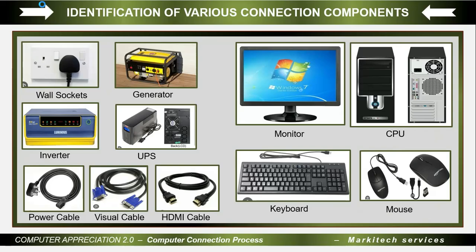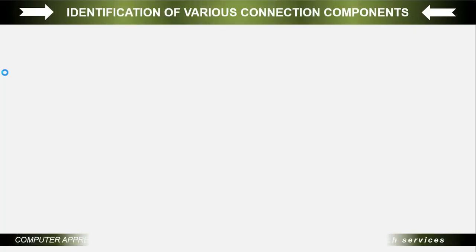We have also the VGA cable, and then we have the HDMI cable. We have the monitor, we have the CPU, we have the keyboard, we have the mouse. So when these components are well identified, then setting up a desktop computer system is as easy as ABC. Now let's move on to the next point we have.